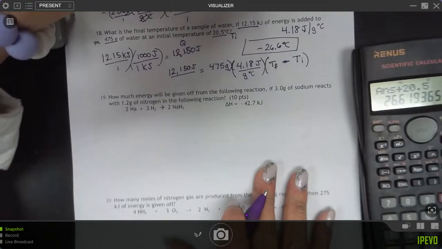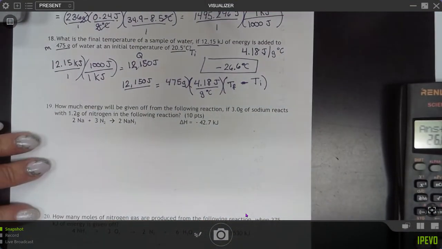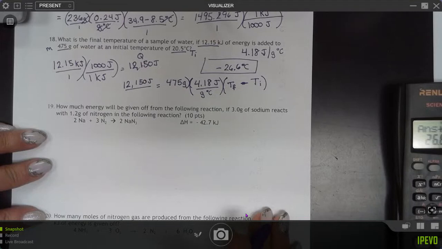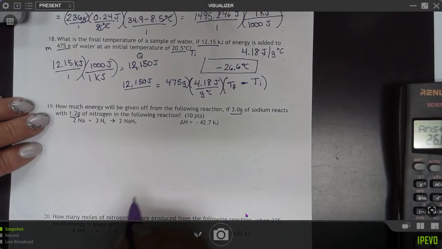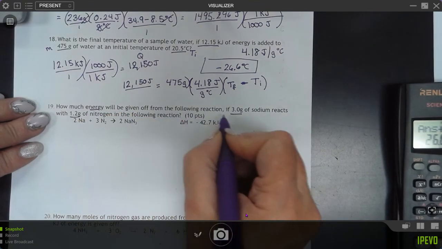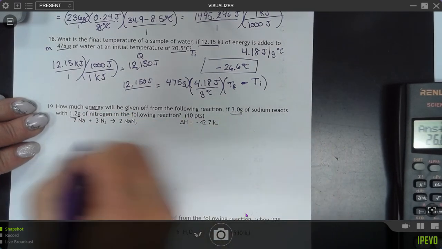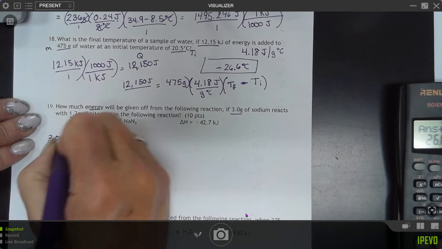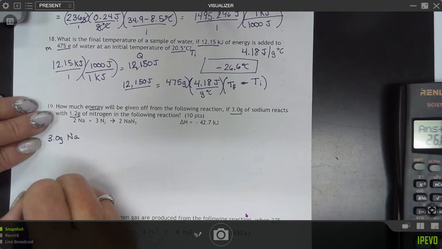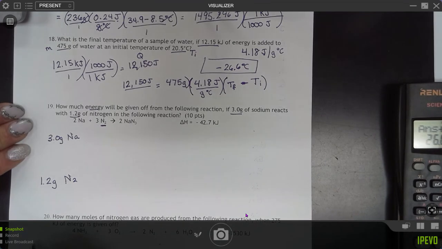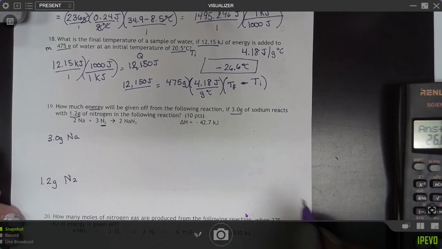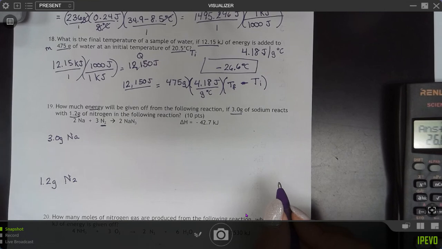All right, last two. These are stoichiometry problems. This one is actually a limiting reactant. Okay, so how much energy will be given off in the following reaction if 3 grams of sodium reacts with 1.2 grams of nitrogen? Notice nitrogen is N2.